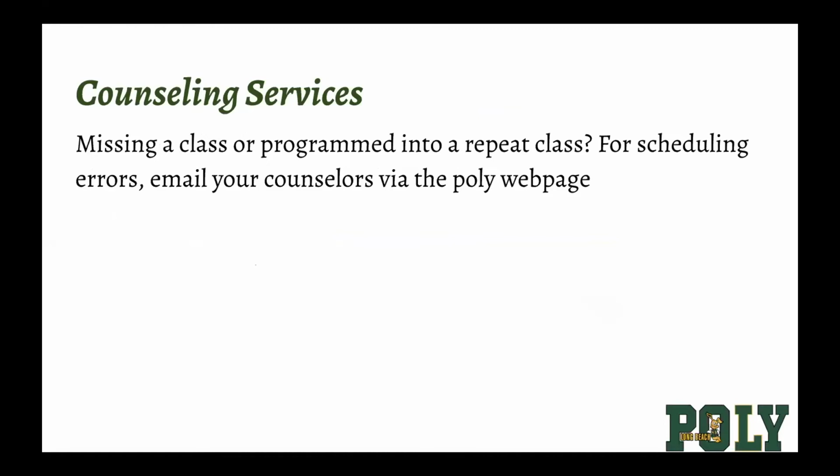Counseling services, missing class or programs, and repeat courses. If you're having any difficulty with your classes, please contact your counselors through our School Loop homepage. So again, if you're missing a class or your program looks incorrect, like you're getting double of one class, you see some errors, you're going to email your counselor. It is my understanding that our counselors are honoring the requests that were put in at the end of last year. So they'll only be making modifications to your schedule if there's a mistake on their part.